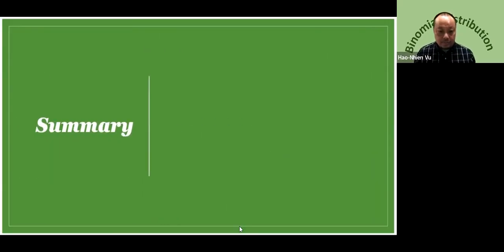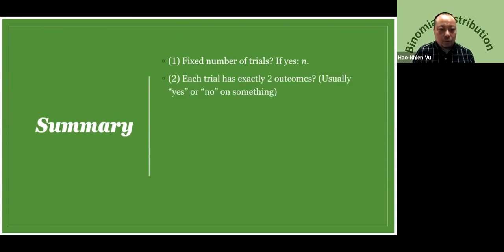All right, let's summarize. The conditions are, number one, is there a fixed number of trials? If yes, then that's our parameter N. Number two, does each trial have exactly two outcomes? Usually yes or no on something. Yes or no on passing a driving test. Yes or no on winning the game of the pair of dice. If the answer is yes, then define which one of the outcomes is your success. You have to make this definition because it could be either.